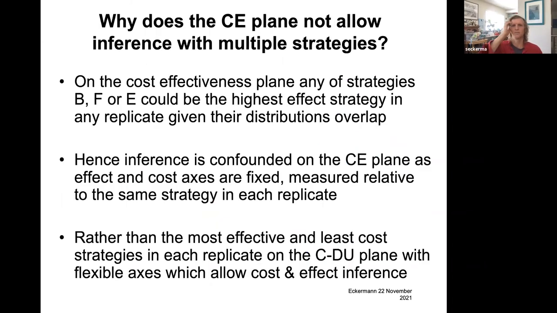Okay, so why does the cost effectiveness plane not allow inference with multiple strategies? It's because on the cost effectiveness plane, any of the strategies, B, F, or E, could be the highest effect strategy in replicate given those distributions overlap. So the inference is confounded on the cost effectiveness plane. And that's because you've got fixed axes and you're always measuring relative to a comparator rather than the best comparator in terms of effects or costs, or as we'll see in a minute, net benefit when it comes to net benefit.